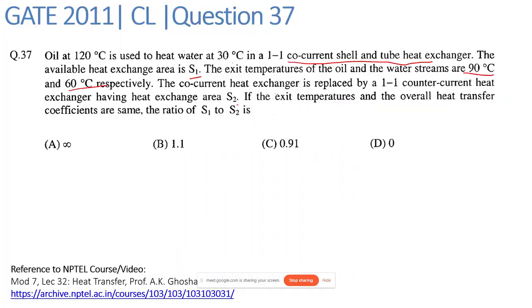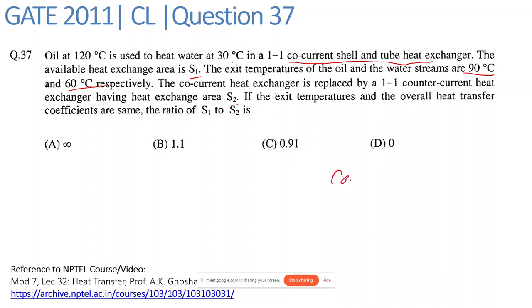So we are looking at question 37 of GATE 2011, and the question is oil at 120 degrees Celsius is used to heat water at 30 degrees Celsius in a 1-1 co-current shell and tube heat exchanger. The available heat exchanger area is S1. The exit temperatures of oil and water streams are 90 degrees Celsius and 60 degrees Celsius respectively. The co-current heat exchanger is replaced by a 1-1 counter-current heat exchanger having area S2, if the exit temperatures and the overall heat transfer coefficients remain the same. The ratio of S1 upon S2 is.